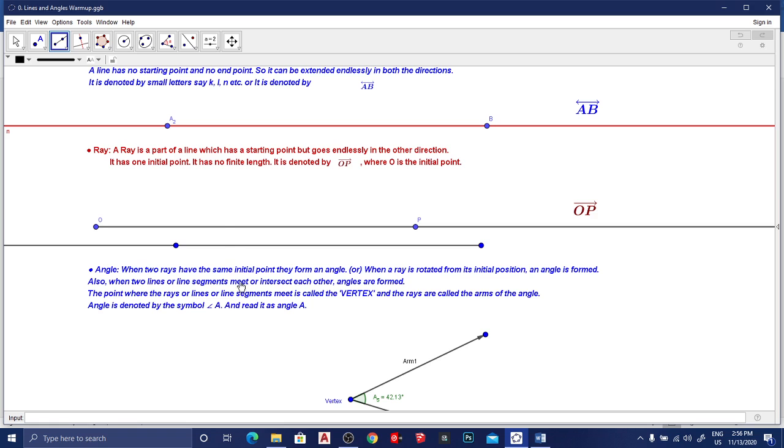Observe here, it has one initial point. Here this is the initial point O, and this is the initial point for this ray. And it has no finite length for this ray also. There is no finite length, we cannot measure this ray. It will go on into the space like a sun ray. The best example for a ray is the sun ray only.